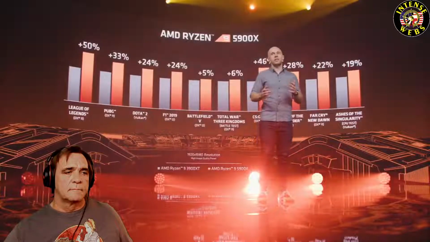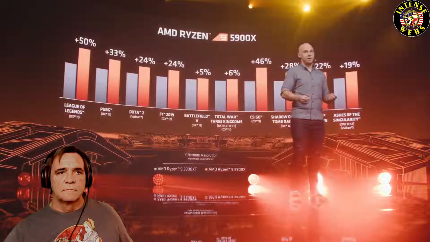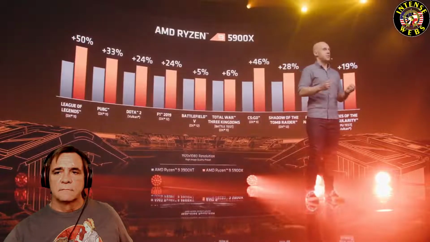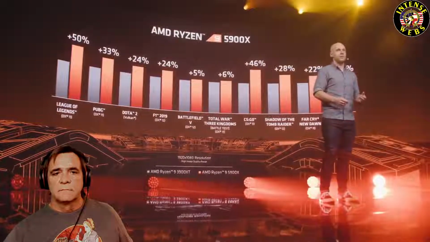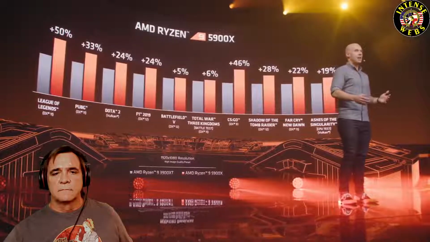Now, as we zoom out to look at a wider set of games, you can see that the 28% uplift in Shadow of the Tomb Raider is joined by many titles with significant double-digit performance improvements. The gains are even bigger in titles like CSGO and League of Legends, where the highest possible frame rate is practically the #1 priority to be competitive.